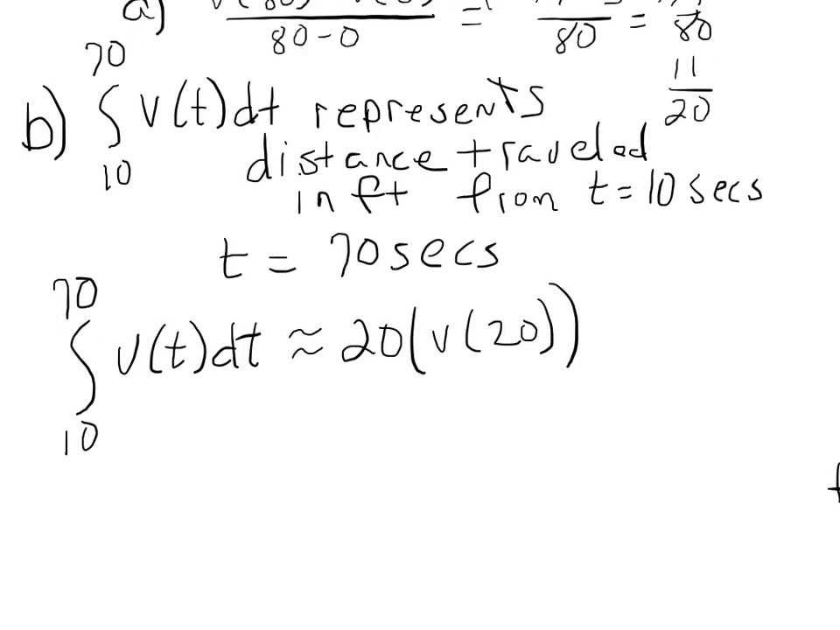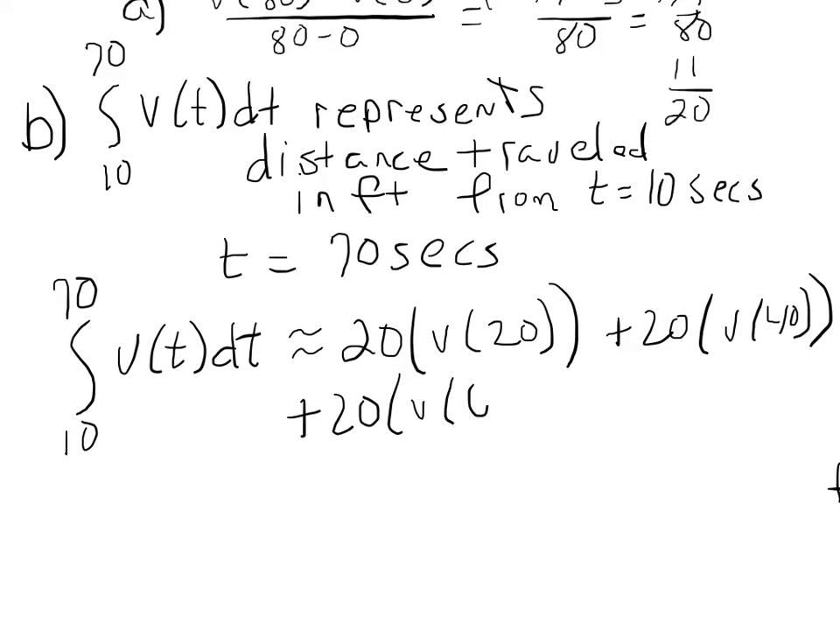Okay, so we've got 20 times the velocity at 20, plus 20 times the velocity at 40, plus 20 times the velocity at 60. One thing I want to caution you about, because I did this, I wasn't paying close attention: it's not 20 times 20 and 20 times 40 and 20 times 60.